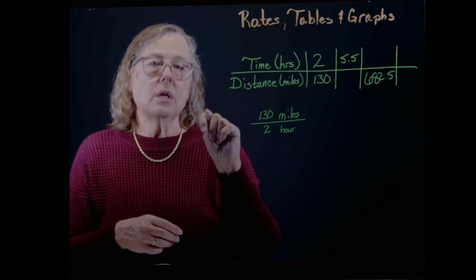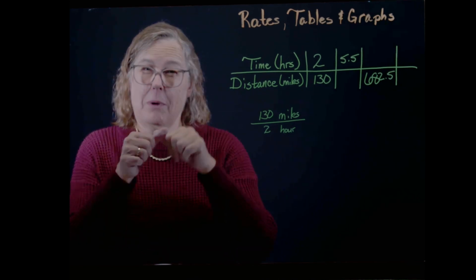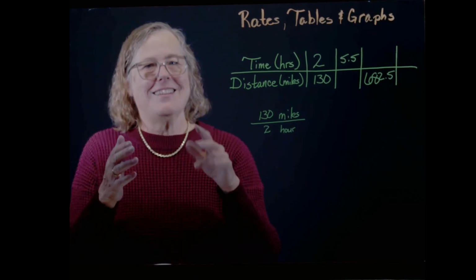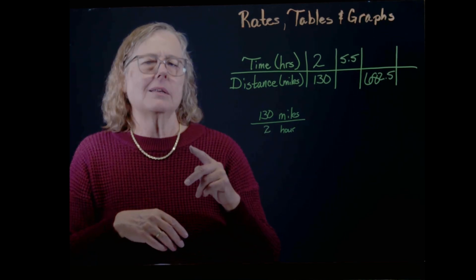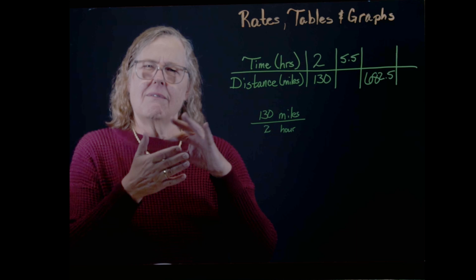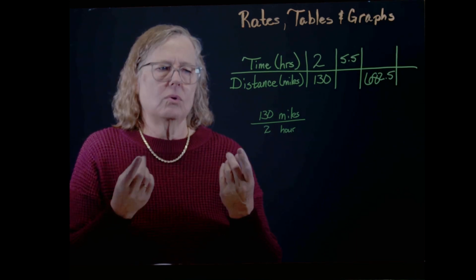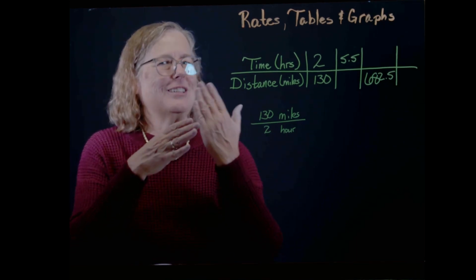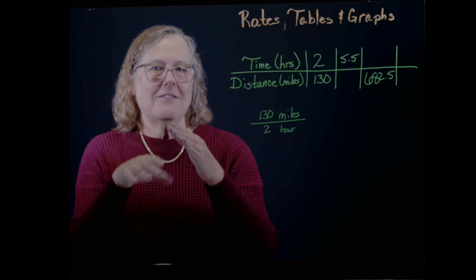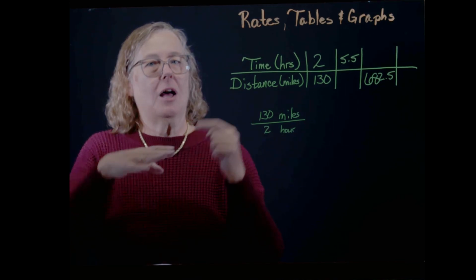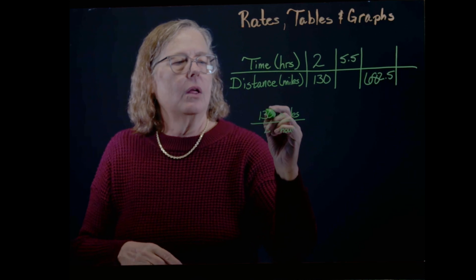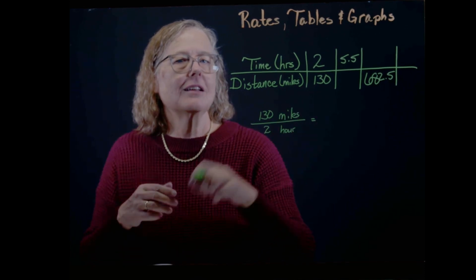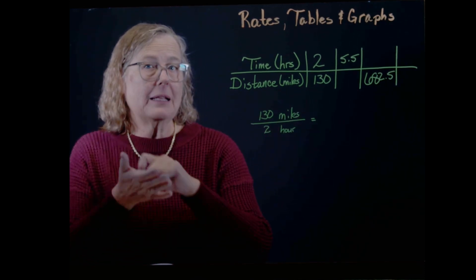So tell me, what is my unit rate? Do you remember what that means? That means there's a 1 on the bottom. Good job. Ooh, how do I find that? That's right, we divide. Top divided by the bottom. Good job. Top divided by the bottom. All right, 130 divided by 2.